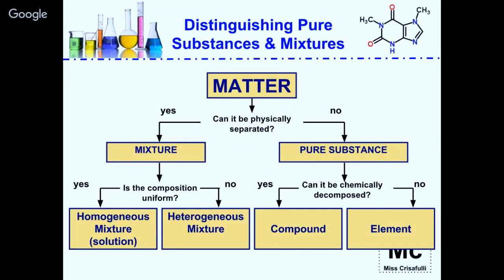And now let's look at pure substances. These are things, remember, that cannot be physically separated. So it's going to be a pure substance. Can it be chemically separated, though? If the answer is no, it's an element. And if the answer is yes, it's a compound. Just following through this flow chart will help you to better understand and be able to distinguish one from the next. So let's look at a practice problem.